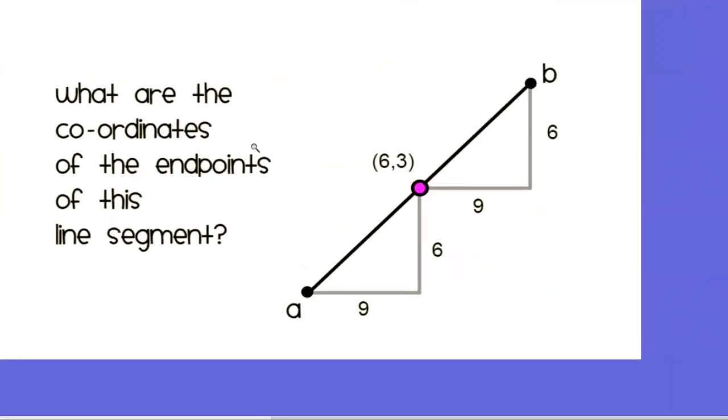What are the coordinates of the endpoints? So they've found these gaps. They know it was 9 and 6, 9 and 6. So let's look at our X coordinates. The 6. And then across 9 more would be 15. And then the 3 up another 6 would be 9, like that.